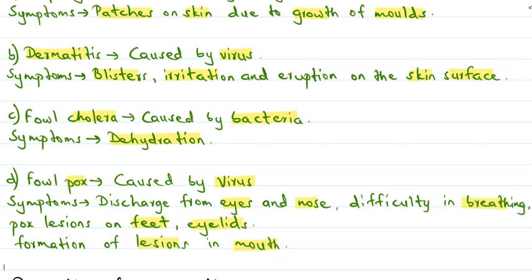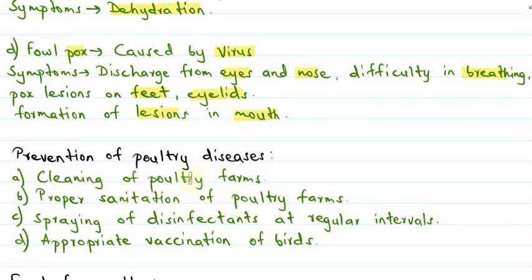Okay. Then we discussed the prevention of poultry diseases, that is, how we can prevent them. So there is a requirement of cleaning of poultry farms, then proper sanitation is required in poultry farms, spraying of disinfectants at regular intervals is required, then appropriate vaccination of birds is also required. So following all these things helps in preventing the diseases that occur in poultry.